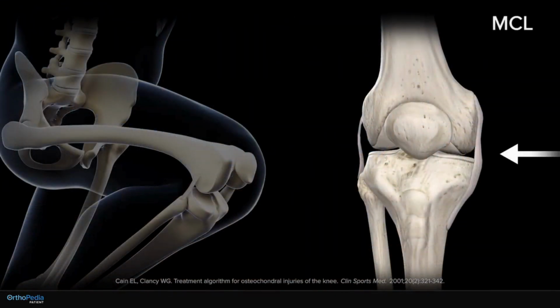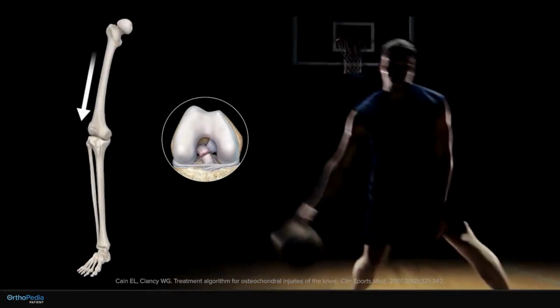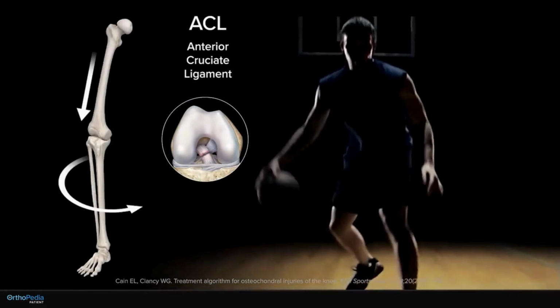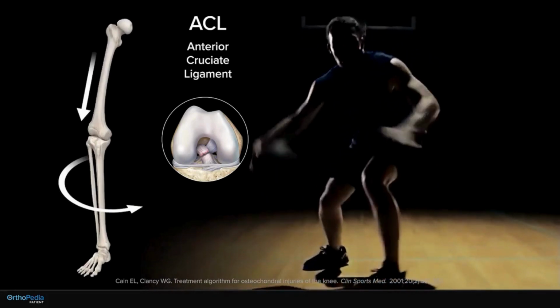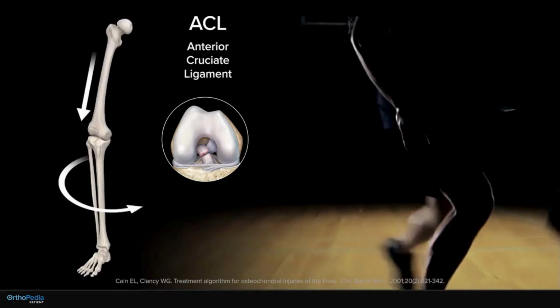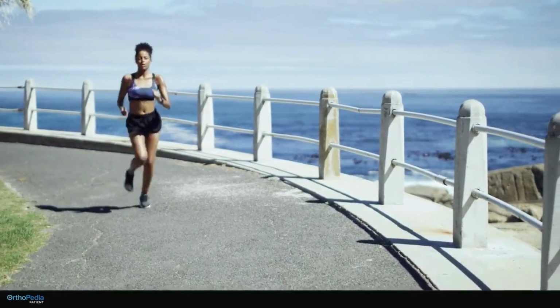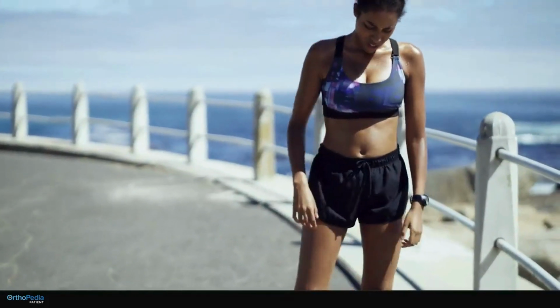Injury to the MCL, the medial collateral ligament, or the LCL, the lateral collateral ligament, can cause instability on one side of the knee. Twisting injuries, especially when the ACL, or anterior cruciate ligament, is injured, can also result in instability. If the knee is unstable or gives way, it can result in damage to the cartilage surfaces as they come into contact with one another. Sometimes cartilage defect injuries can occur with repeated stress that breaks down a portion of the articular cartilage over time.